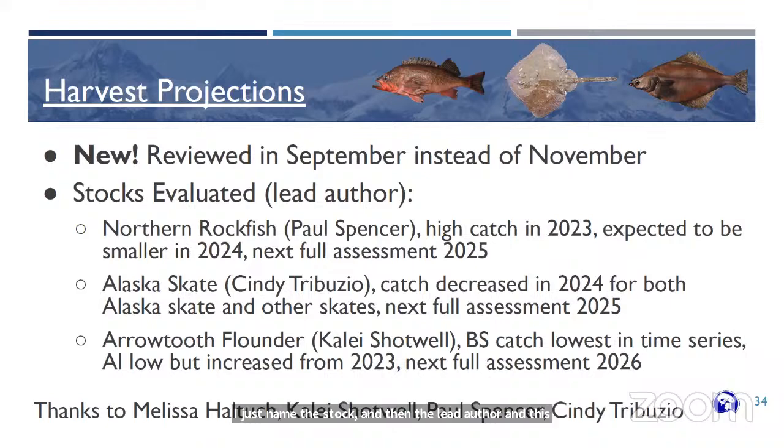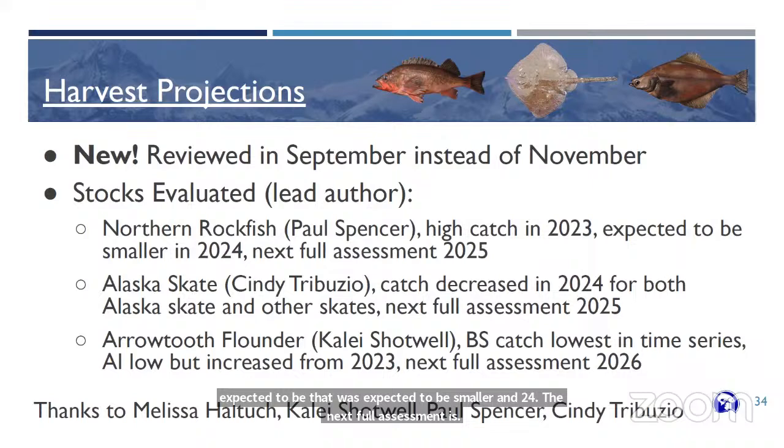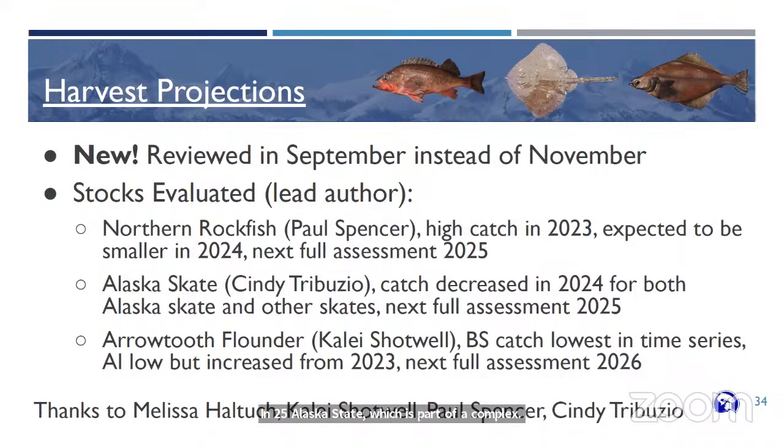We had northern rockfish, which had a high catch in 23. That was expected to be smaller in 24. The next full assessment is in 25. Alaska skate, which is part of a complex, was done by Cindy Tribuzio. The catch decreased in 24 for both Alaska skate and other skates, and the next full assessment is in 25. And then I did arrowtooth flounder.